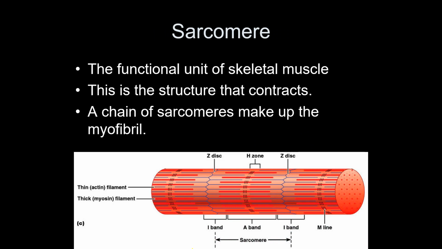So here's the picture from your book that shows you what we just talked about. They've even labeled the I bands, the A bands, they've labeled the H zone, and then the M line is that set of 3 lines that go straight down the middle of the H zone.